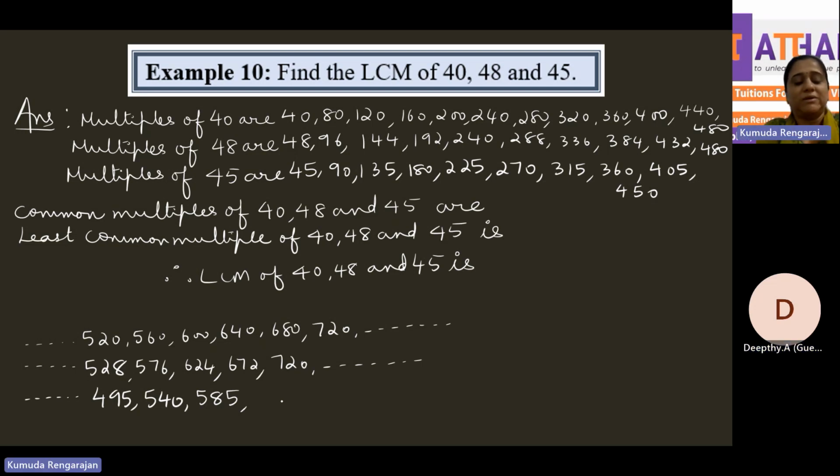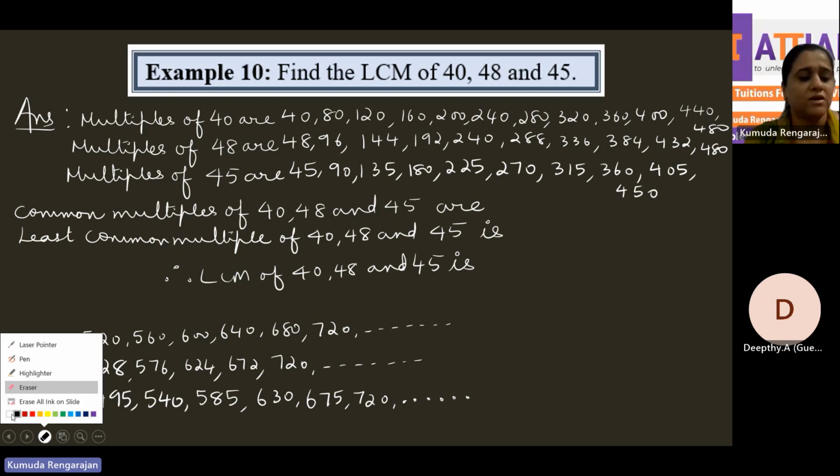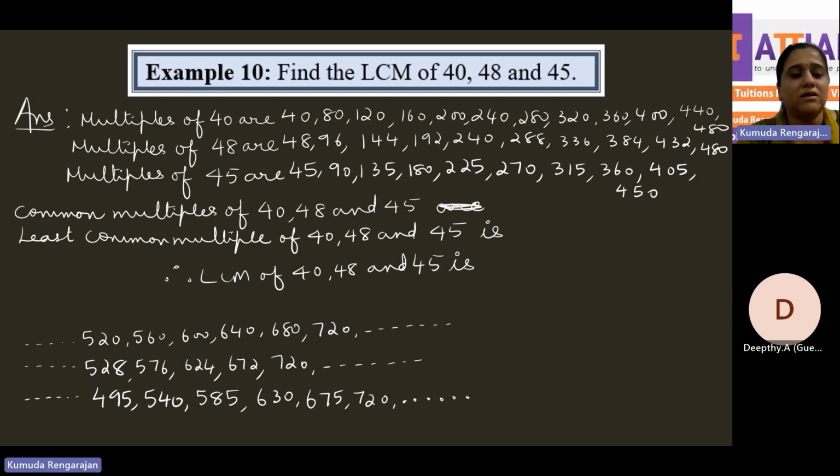630. Tell me the multiples. Did you complete for 45? Yes, ma'am, I have finished. Read out: after 450, 495, 540, 585, 630, 675, and 720. Very good. And please use the dots to show that it goes on. Quiet. Now you must say common multiple. Common multiple of 40, 48 and 45 is 720. Least common multiple is also 720.